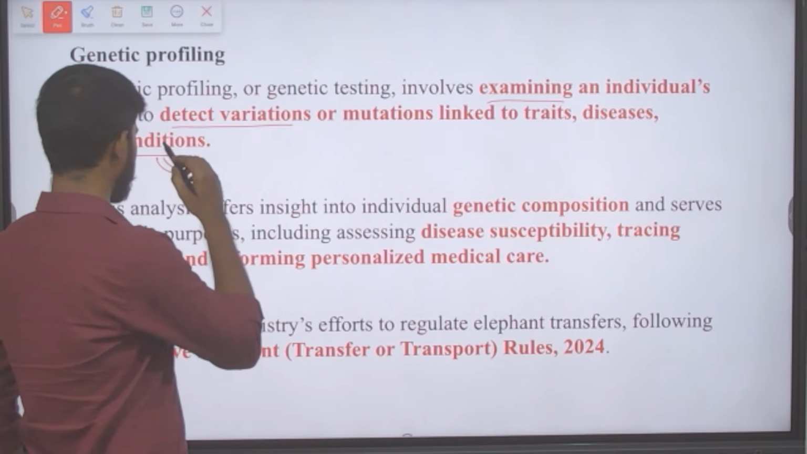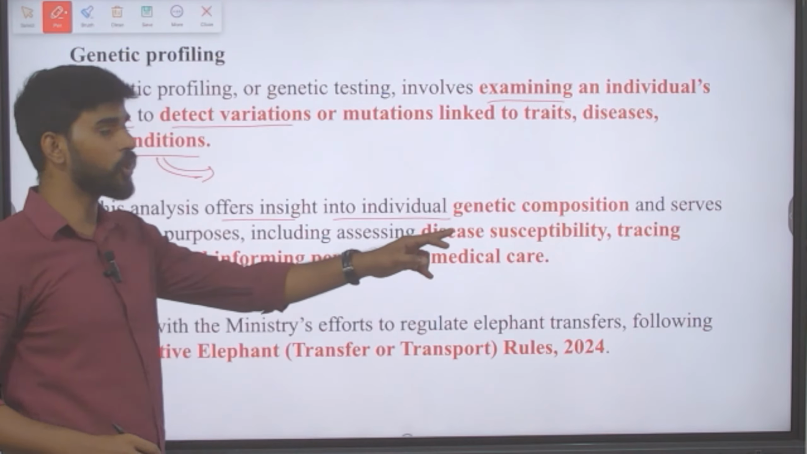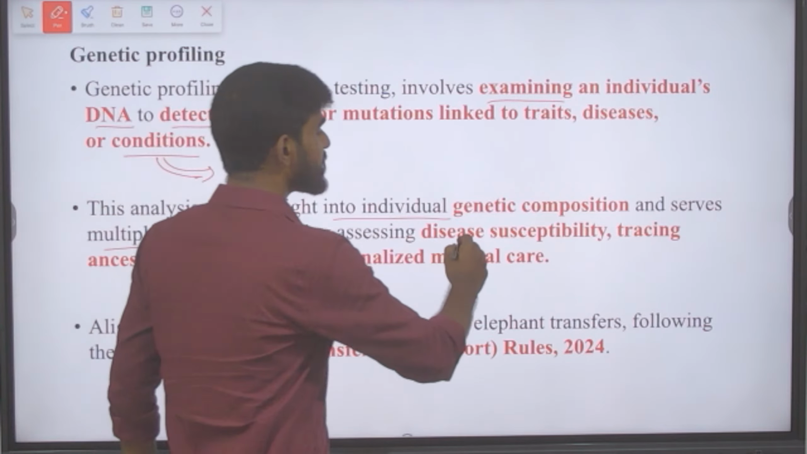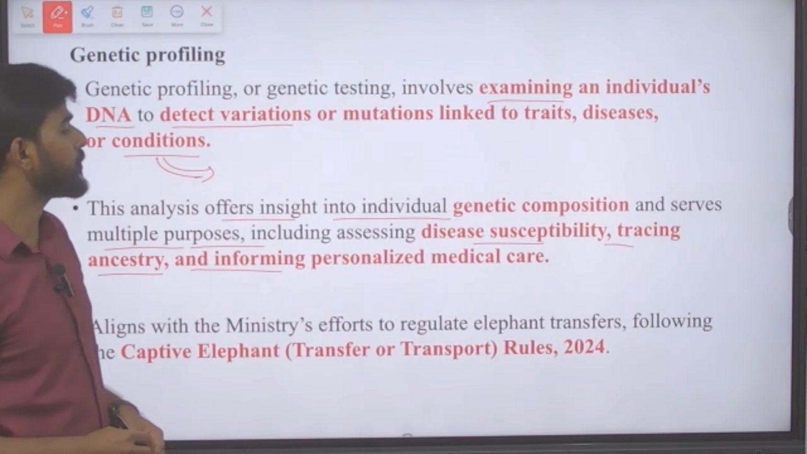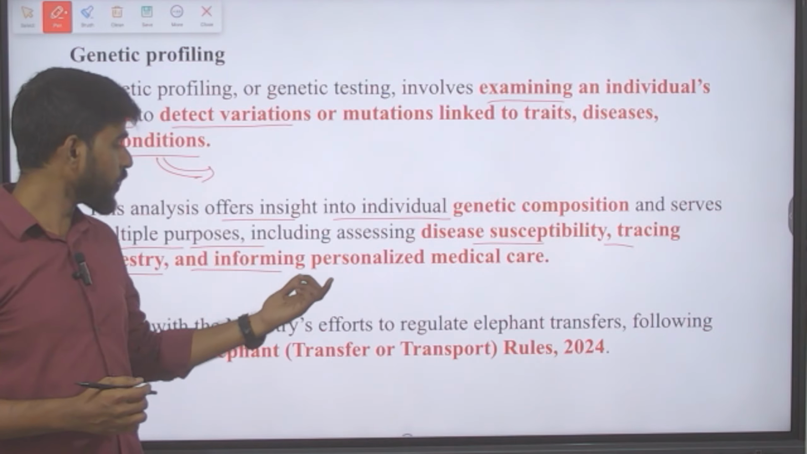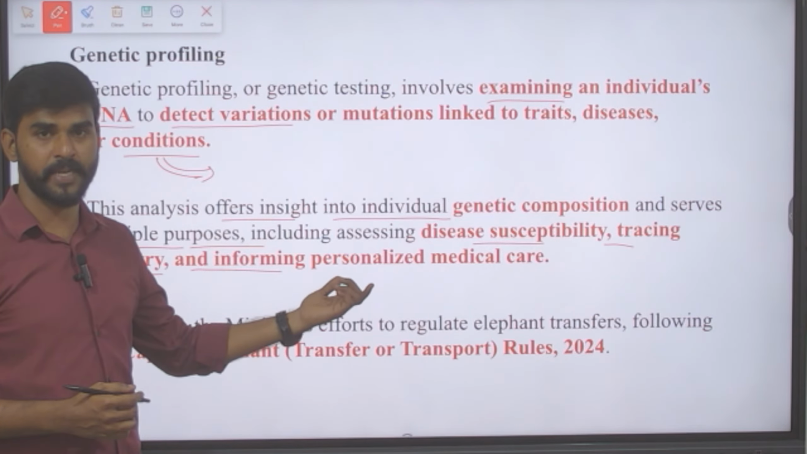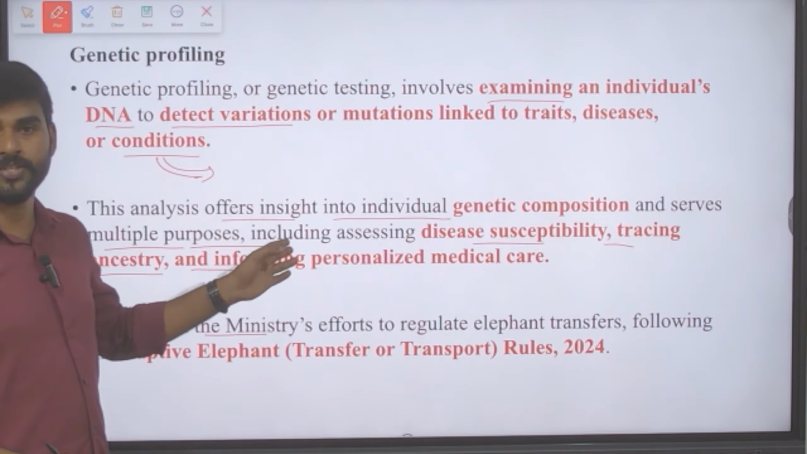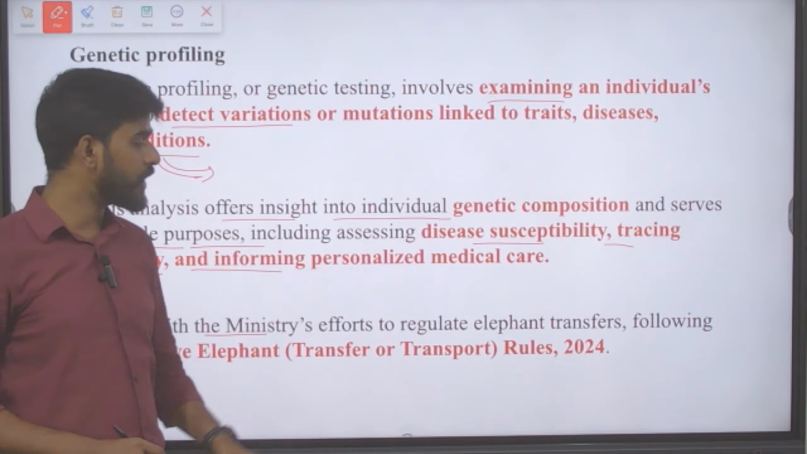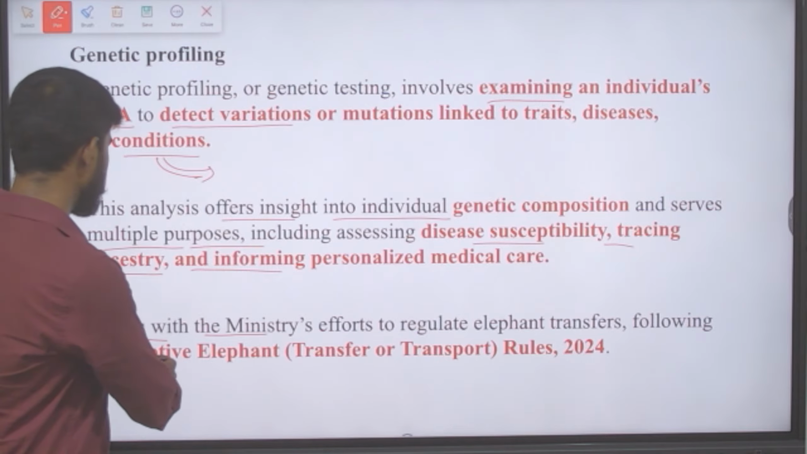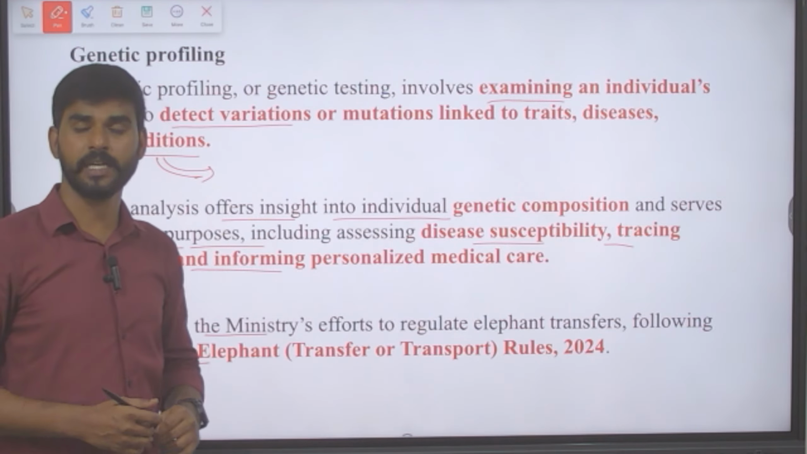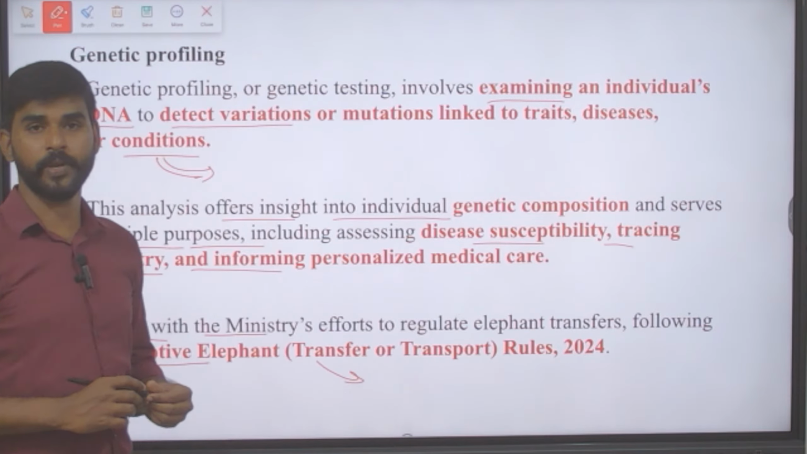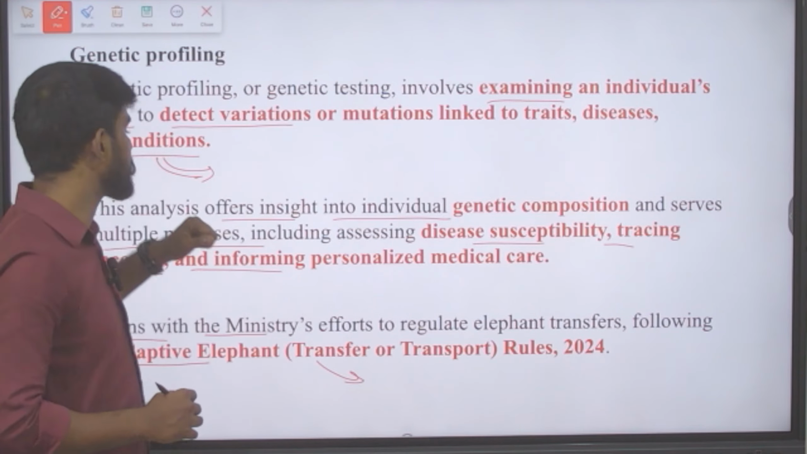Okay, and this analysis offers insights into an individual's genetic composition, and it serves multiple purposes, including assessing disease susceptibility, tracing ancestry, and informing personalized medical care. So when we want to know what is to be done with the personalized medical care and who are the ancestors, then we have to go for genetic profiling, and it aligns with the Ministry of Environment, Forest and Climate Change's effort to regulate elephant transfers following the rules, that is Captive Elephant Transfer or Transport Rules 2024. A detailed discussion about this rule of 2024 was also done in one of our previous sessions. Kindly go watch it.